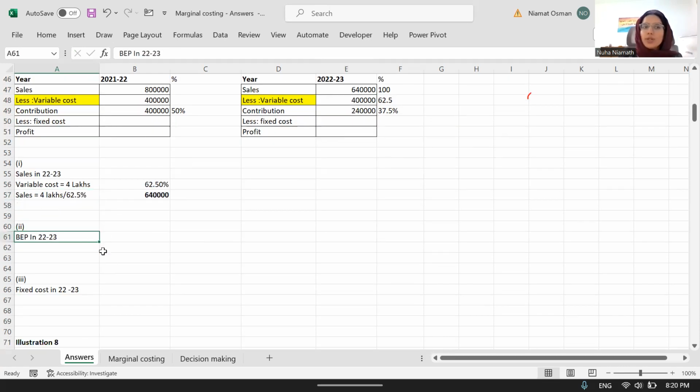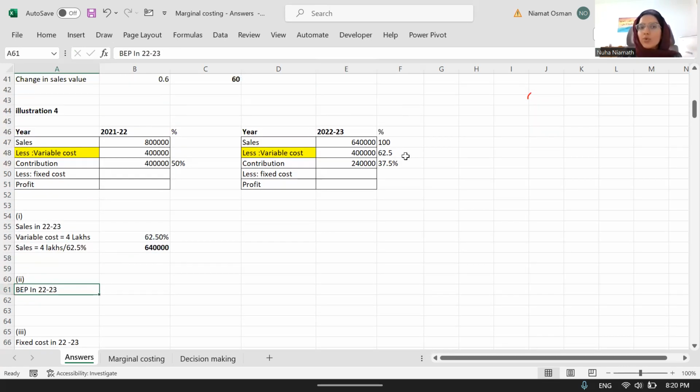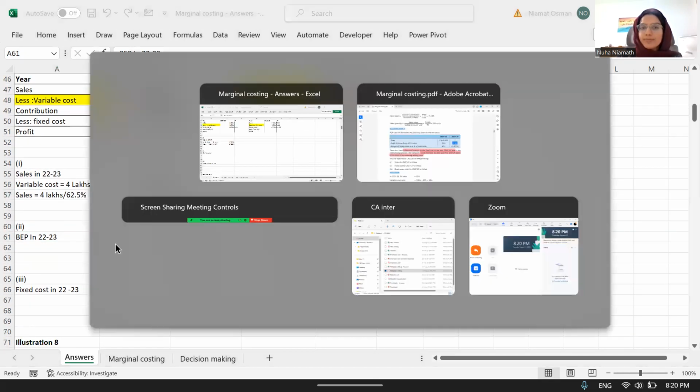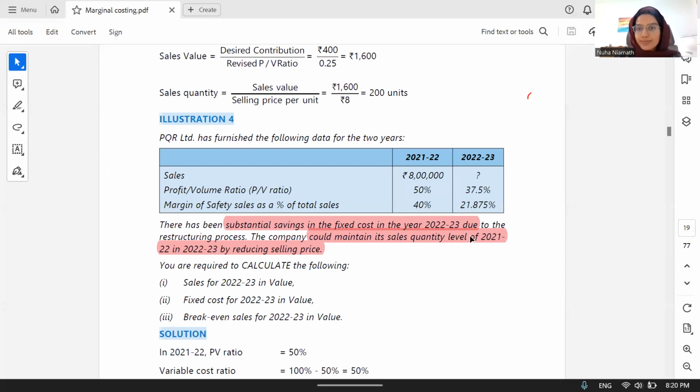Now we need to go into break-even point in 22-23. Can somebody tell me how do we calculate break-even point? Anybody? Okay, fine. Let's go step by step. They have given margin of safety. Sales minus margin. Oh, great. Thank you so much. So you know what is margin of safety? What is the formula for margin of safety? Somebody tell me in the chat box.